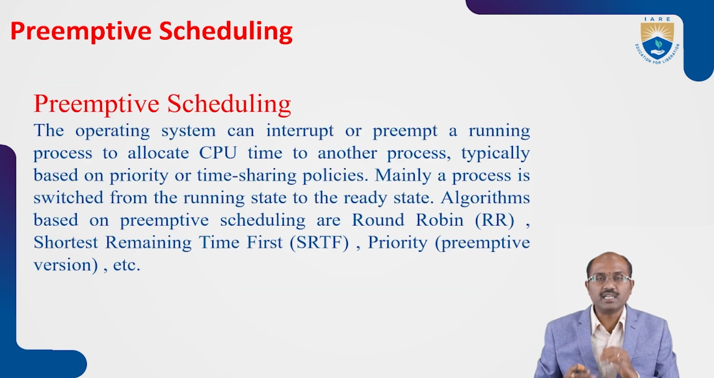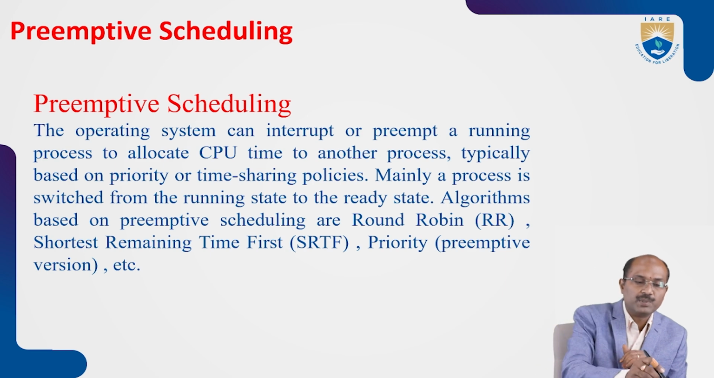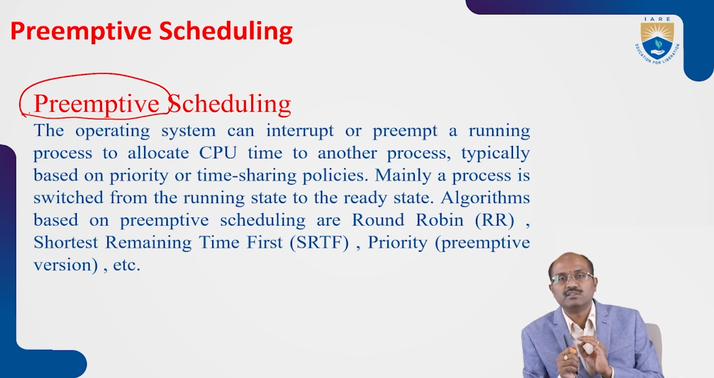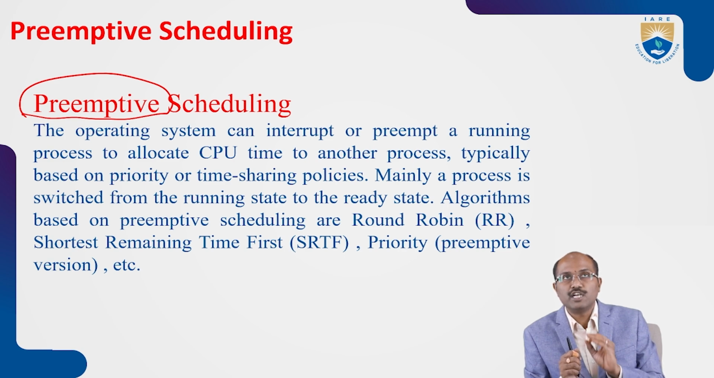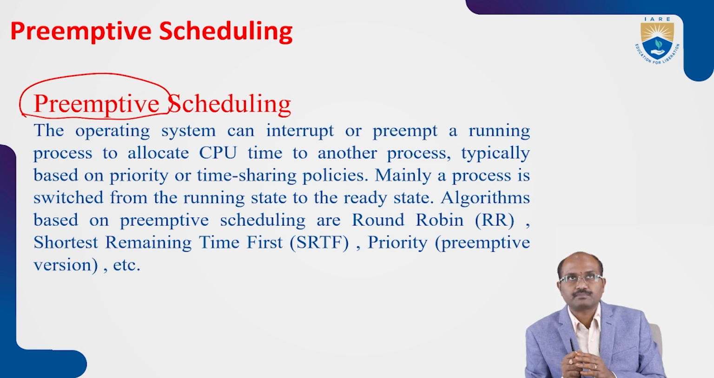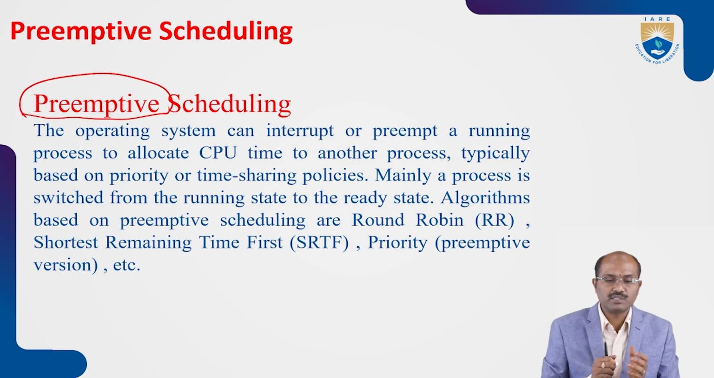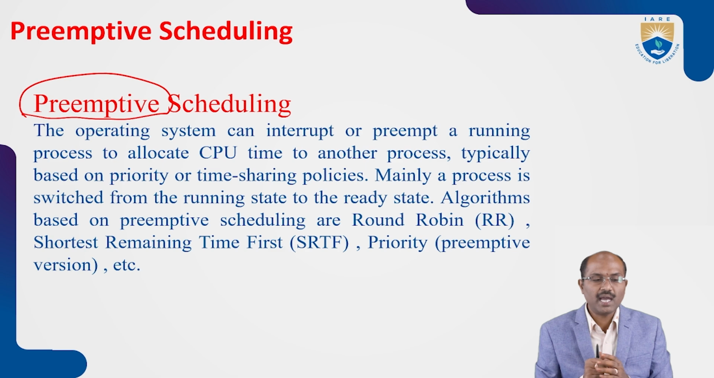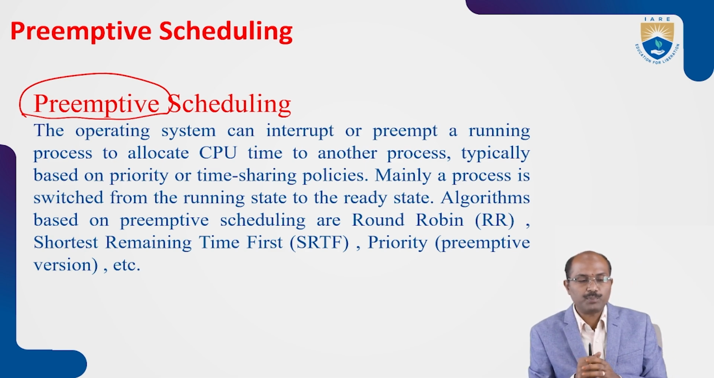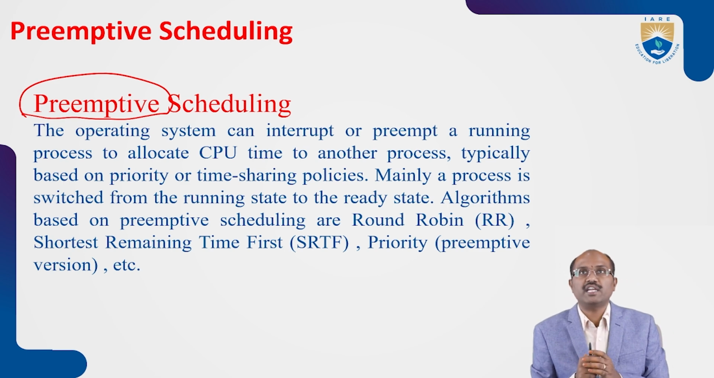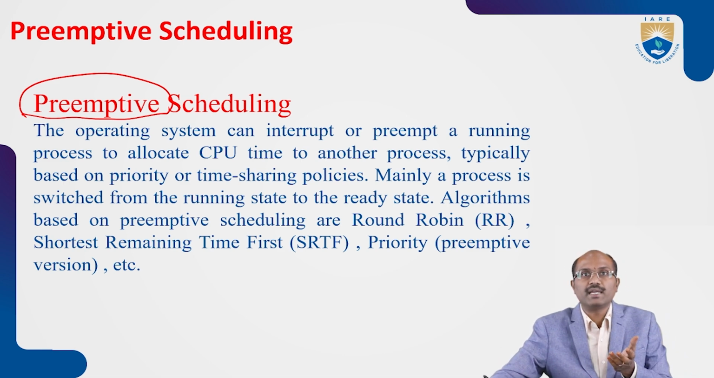So let me discuss the priority process completely as per preemptive scheduling. That is a very important point. Priority preemptive scheduling is priority-based scheduling. The operating system can interrupt or preempt a running process and allocate the CPU to another process, typically based on priority or time-sharing policies. Mainly, a process is switched from the running state to the ready state. Process switching keeps happening in algorithms based on preemptive scheduling. These are round robin scheduling, shortest remaining time scheduling, and priority scheduling in its preemptive version.